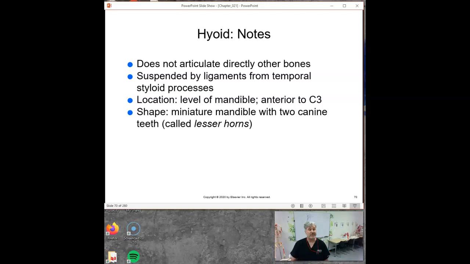Suspended by ligaments from the temporal styloid process. Temporal bone, deep inside. I never thought about that. It's shaped like a miniature mandible. It's like you have a little jaw inside your throat. That's kind of creepy too.